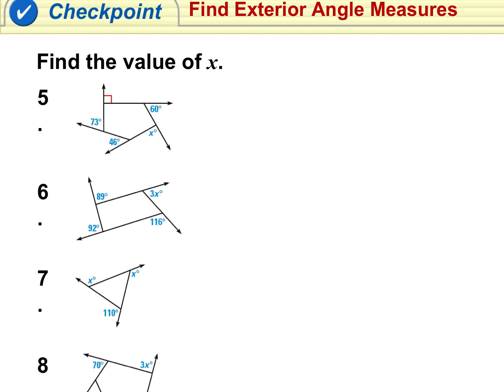Let me rephrase. How can you find out how many exterior angles there are without drawing them? How do you think? It's how many sides, right? The number of sides is the same as the number of interior and exterior angles. So the number of sides, we have 1, 2, 3, 4, 5 on this one. That means there's 5 exterior angles.